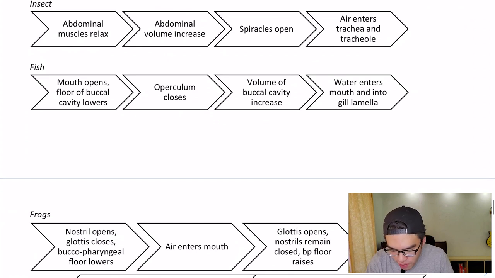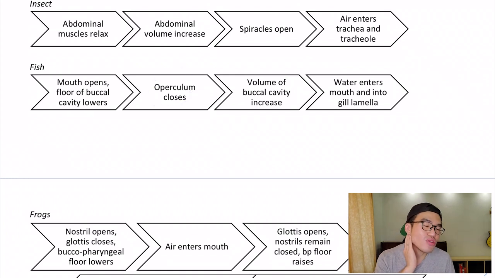So for fish, mouth opens, floor of the buccal cavity lowers, which is the floor, they will lower. So the operculum, which is this, they will close. Volume increases, so water will move into the mouth and then into the gills and the lamella. Lamella is the hair-like thing on their gills. So how about exhalation? Reverse.